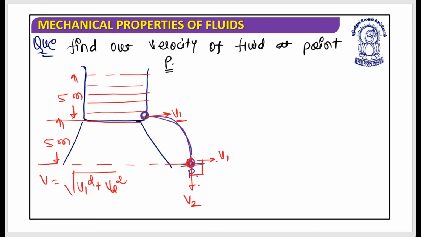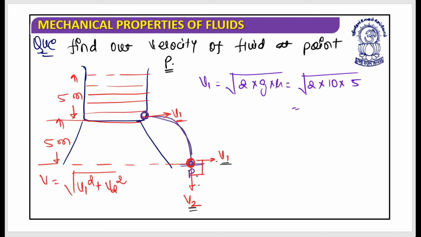Let's take this task one by one. First find v1, then we will switch to the next task. v1 is given by the square root of 2gh, which is 2 multiplied by g, which is 10, and height is 5. 2 times 5 is 10, 10 times 10 is 100, so it would be 10 meter per second. I hope this is clear.